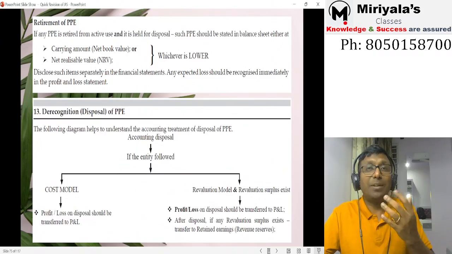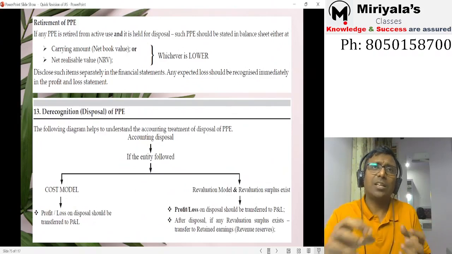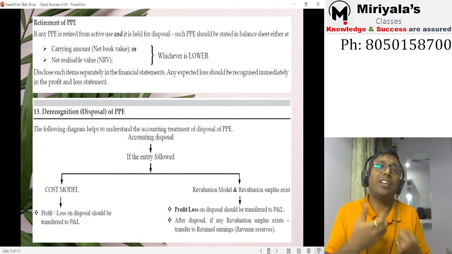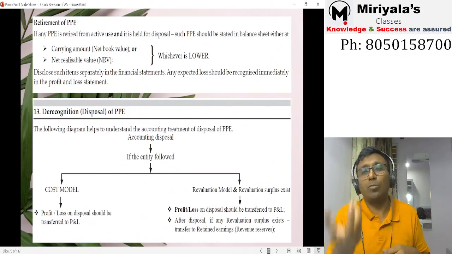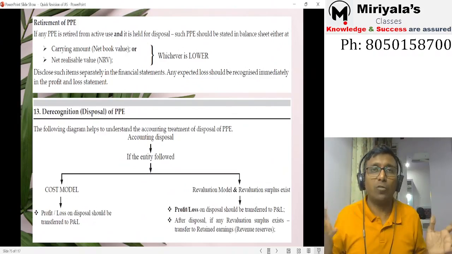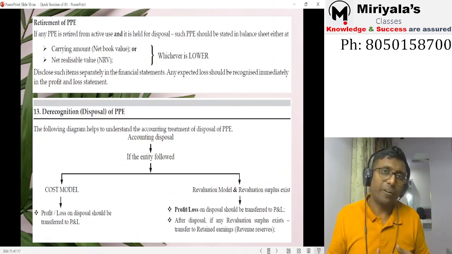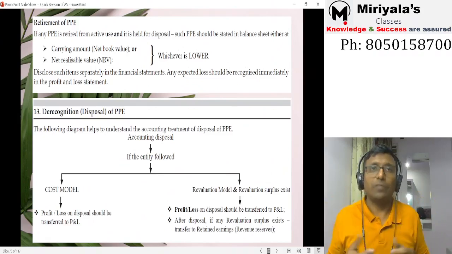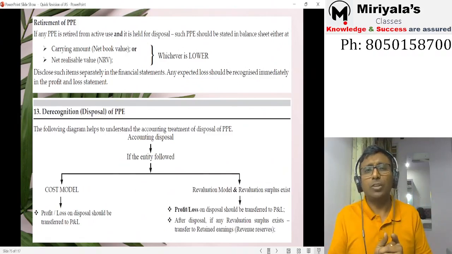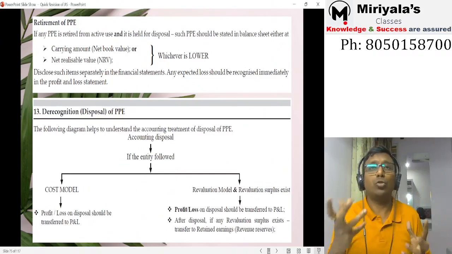Okay, right. So I'm de-recognizing. Recognition means recording in the books of account. De-recognition means removing from the books of account; you're taking it out. When do you take it out? When you sell it off or write it off, then you will be taking it out from the books of account. So when you are disposing of it, how do you do the accounting?